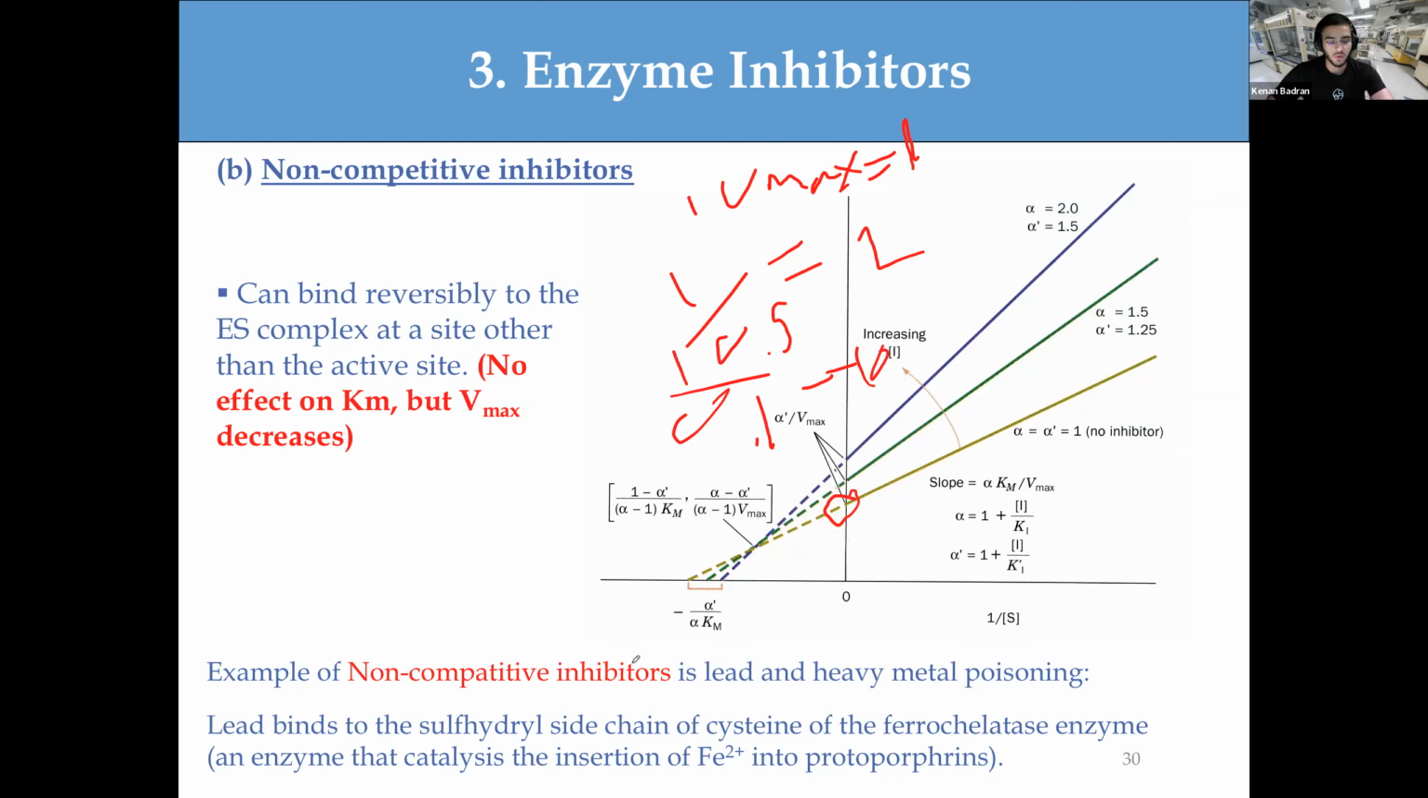It's also important to know the examples because they can tell you a child was exposed to lead paint. What was the inhibitor he was exposed to? So directly it is non-competitive: lead and heavy metals. Lead binds to the sulfhydryl side chain of cysteine of the ferrochelatase enzyme. You'll cover this later in the HLS block, but it's good to note and be prepared for later on.